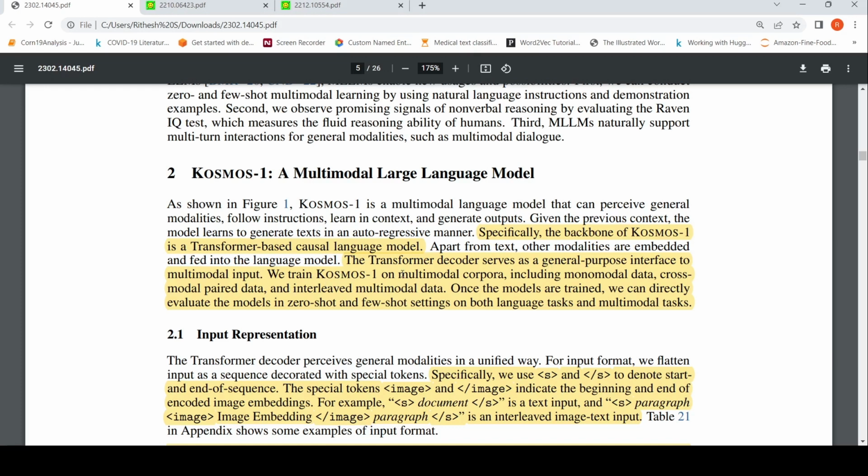So they train this particular Kosmos on multimodal corpora, including monomodal data, text data, cross-modal paired data, and interleaved multimodal data. Okay, monomodal could be either image or text. Cross-modal paired will be image and text. Interleaved is image plus text. Once the models are trained, then they can evaluate this particular model in zero-shot and few-shot settings.